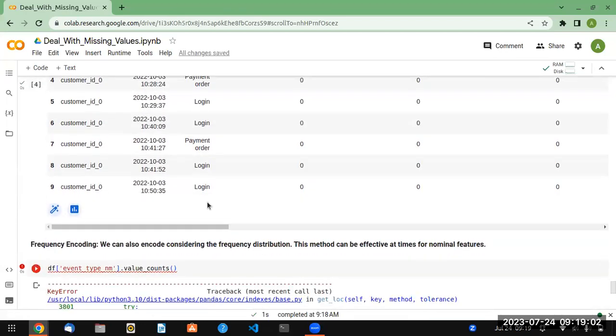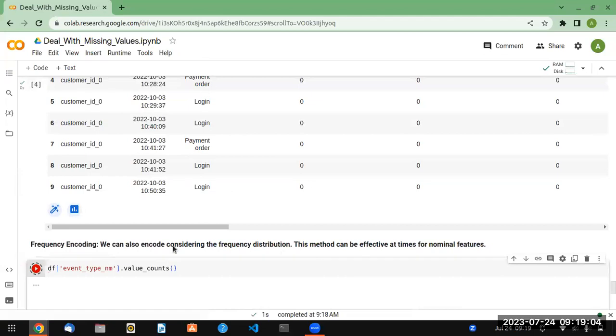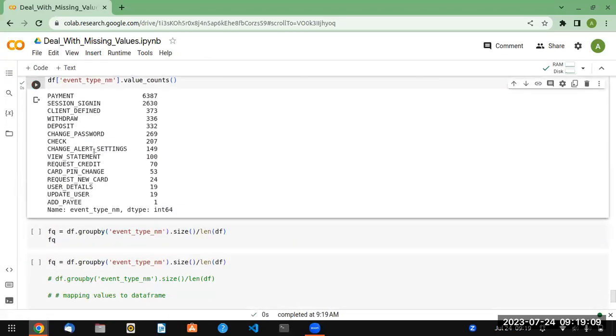Okay, let's see. Value counts will show you this category, right? So the same thing we did for one hot encoding, but here we'll perform the frequency encoding. Now to perform frequency encoding, first you need to do what?